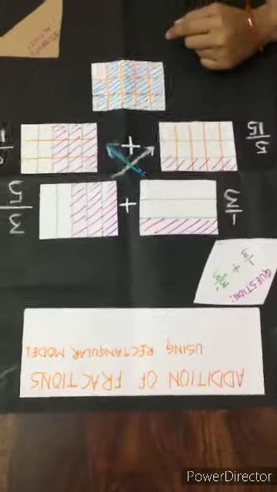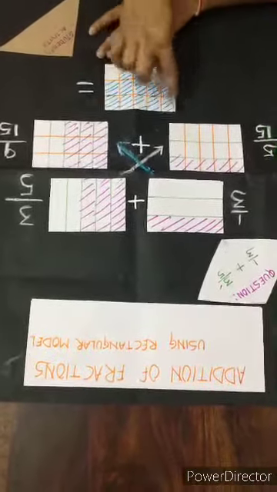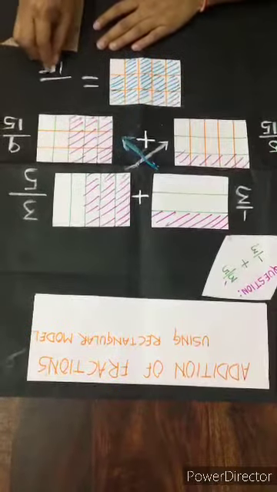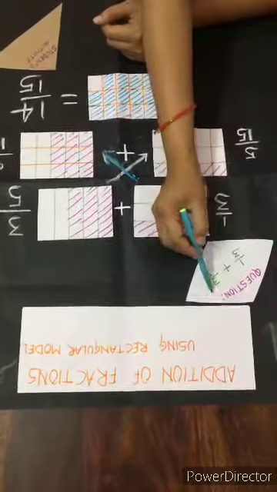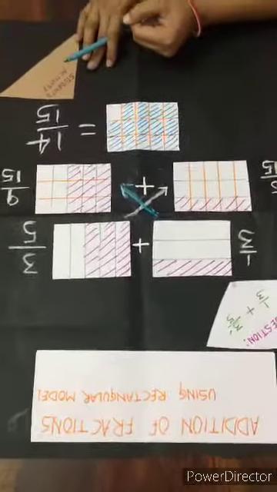So in total, after combining both of them, out of 15, 14 parts are shaded. So this is the answer for the question 1 by 3 plus 3 by 5. We have done nothing. We have just taken the help of rectangle and the concept of fractions.